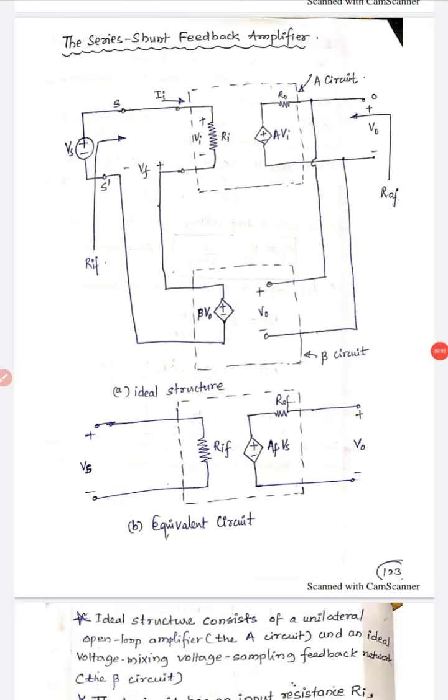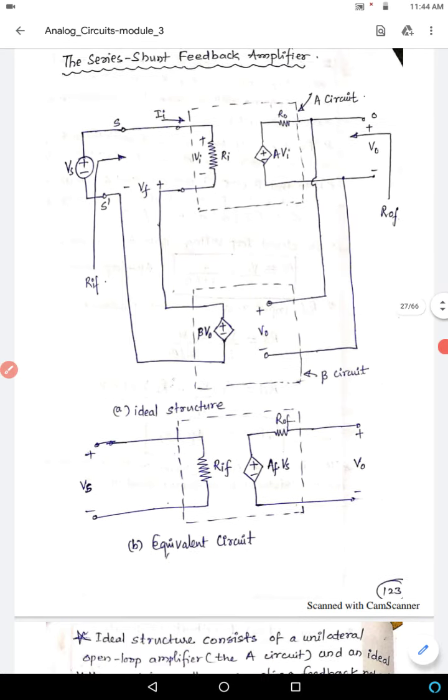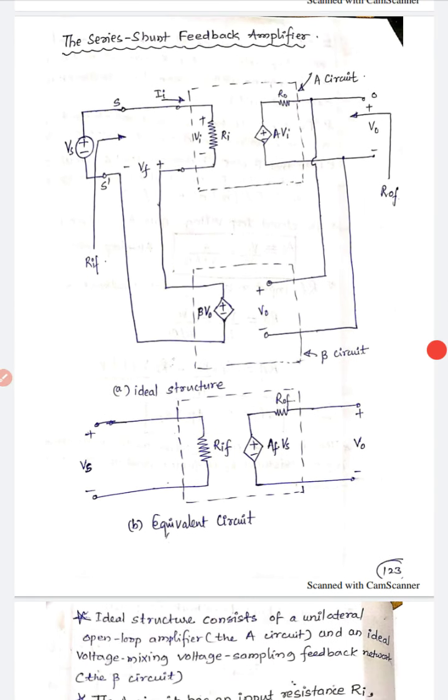Next one, with the help of a derivation, we are explaining this one. That is the first one: series shunt feedback. Okay, that is about series shunt feedback amplifier derivations. In the exams, they will not ask only about the explanation of a block diagram of series shunt feedback. They will also ask for the derivation for the series shunt feedback, and input resistance, output resistance, all those things.